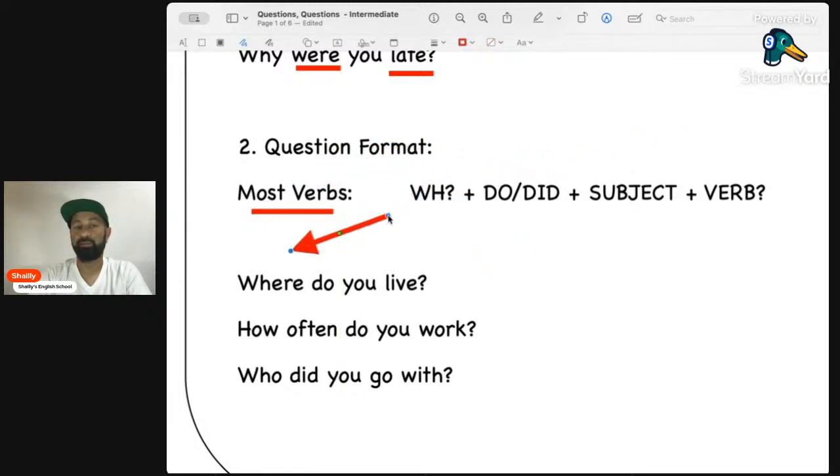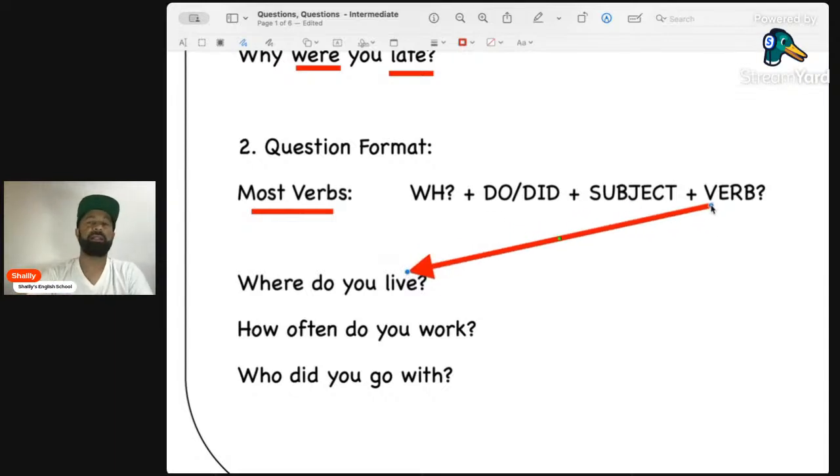We've got WH, it's where. Then we move on to do: where do. I've got my subject, which is you, and then a verb, which is live. Where do you live? Still following that same pattern. Next question, how often do you work? Then, who did you go with? This is a past tense question. There are many different types of questions we can make, and that's what we're going to practice today.